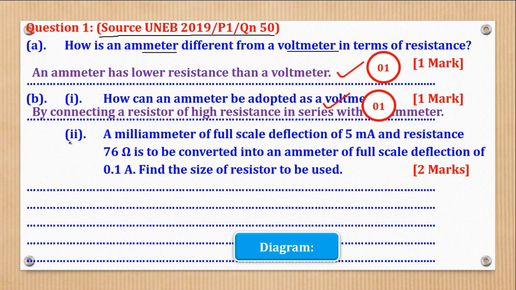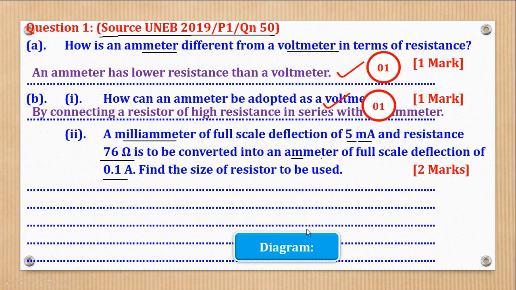Now we shall go to part B Roman 2. Roman 2 says that a milliammeter of full scale deflection of 5 milliamps and resistance 76 ohms is to be converted into an ammeter, milliammeter to ammeter, of full scale deflection of 0.1 ampere. Find the size of the resistor to be used.